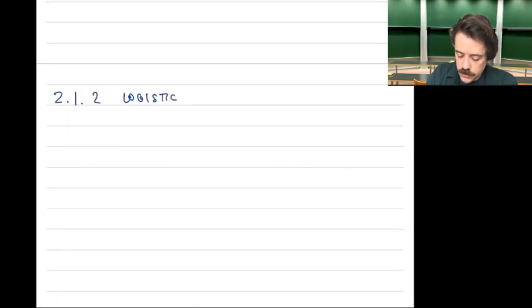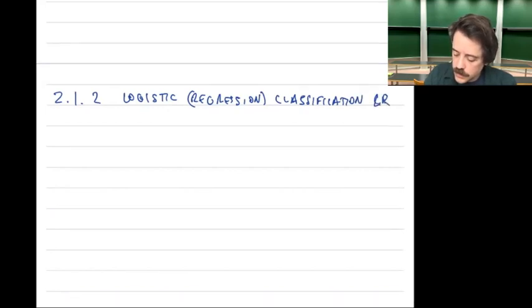Logistic regression classification. You could omit the regression: LRC.